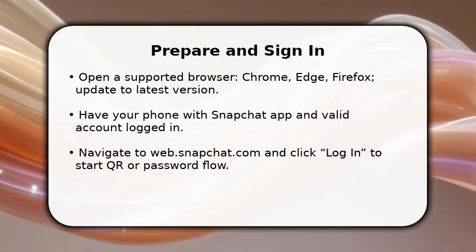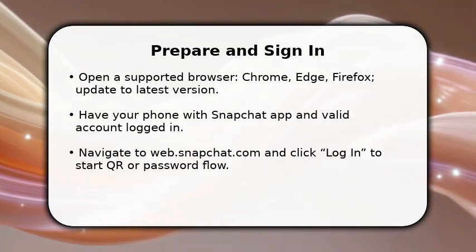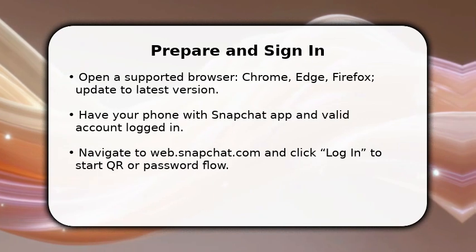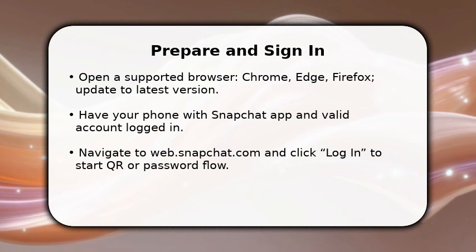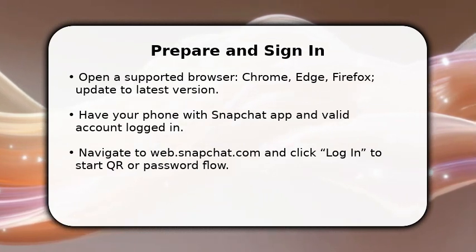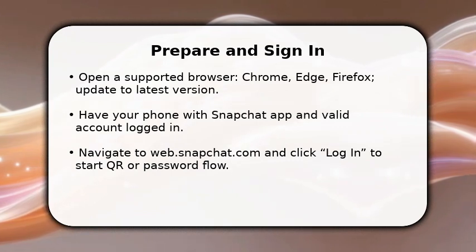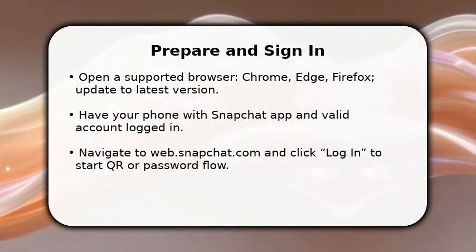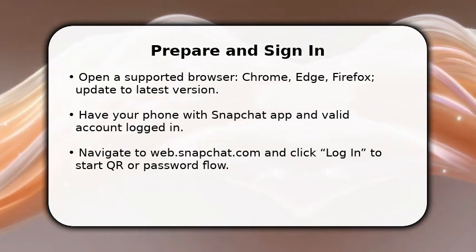You'll start by getting both devices ready, your computer with a modern browser and your phone signed into Snapchat. Once done, open web.snapchat.com and choose Login. The site prefers a QR scan for speed and security. If you use a password, enter it and follow multi-factor prompts. Make sure notifications and camera permissions are allowed on your phone so the QR scan works.